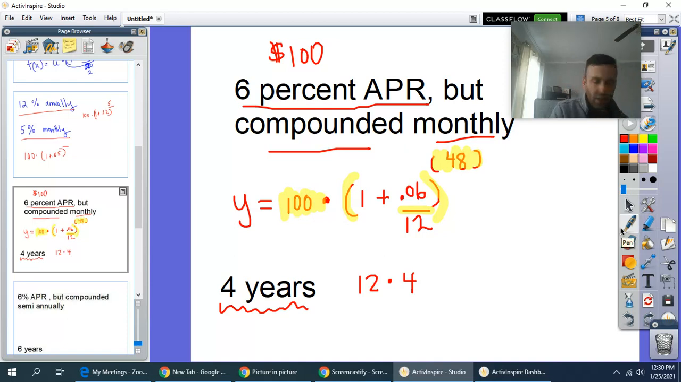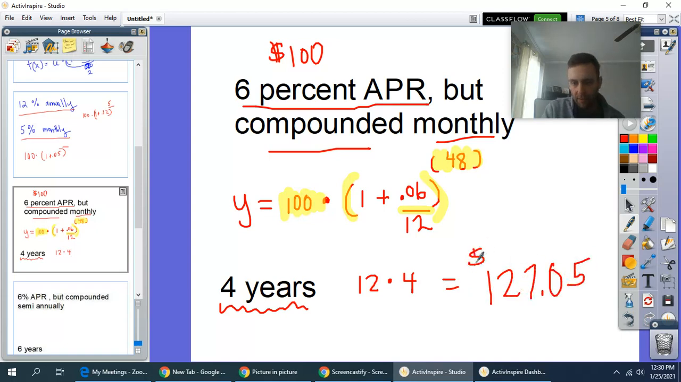And if I do that on my calculator, and you also might want to try this on your calculator just to double check you're getting the right answer and putting in everything in the exact correct way. So I'm doing 0.06 divided by 12, which is 6% annually, divided by 12 since we're doing it monthly. Then I'm adding 1, and you get 1.005 to the 48th power, and then I'm multiplying that times 100. Now, that gets me an answer of $127 and about, I'm rounding, 5 cents.